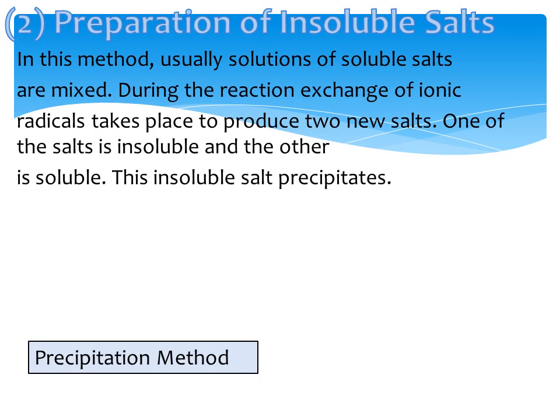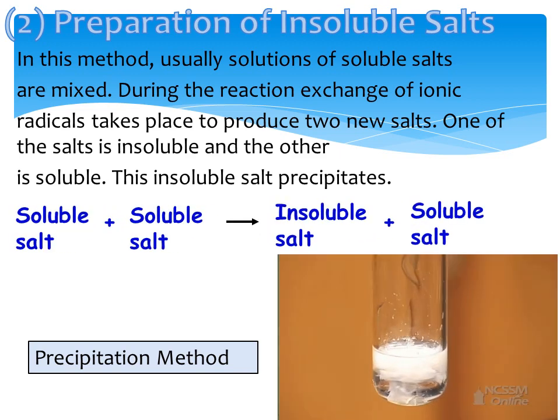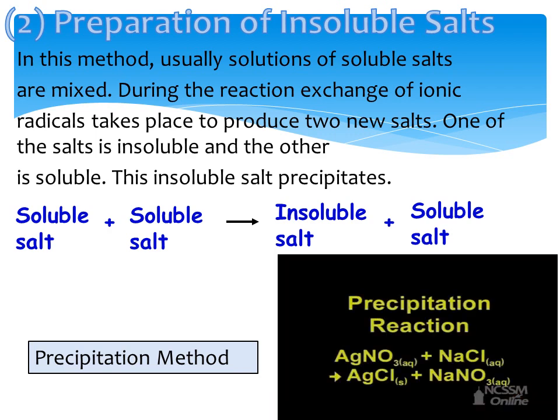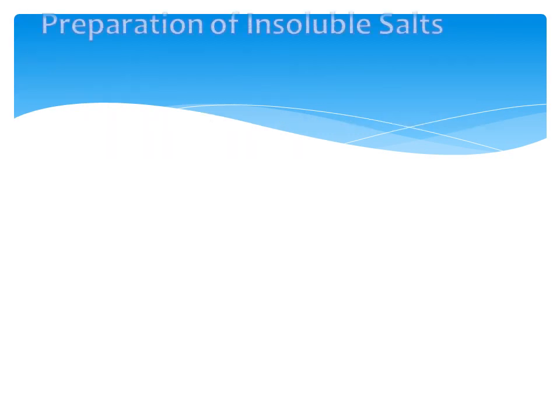Now the last practice is our precipitation method, that how we are going to prepare our insoluble salts. Two things to keep in your mind: we have to select two soluble salts, and when these two soluble salts exchange ionic radicals, they produce two new salts. One is soluble, another is insoluble, and it is very easy to recover. Simply you have to filter it, and then you get the insoluble salt on top of the filter paper, and finally you have the soluble salt in the solution.